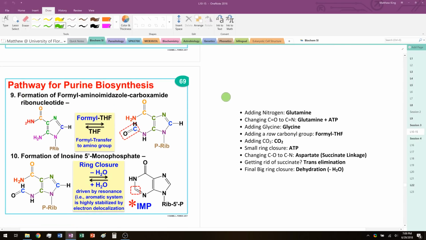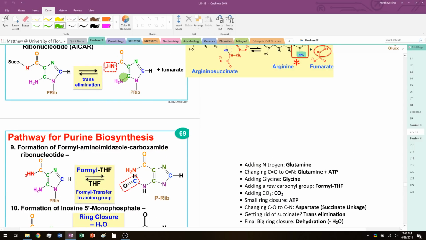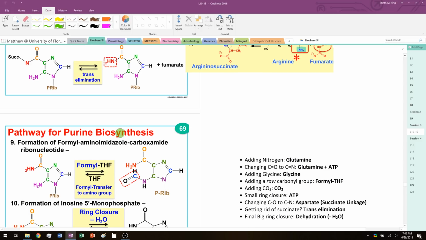But basically, we have the last 2 steps going on. So if we go back up here, we got the bulk of our big ring that's forming, and now we need to finish the job.